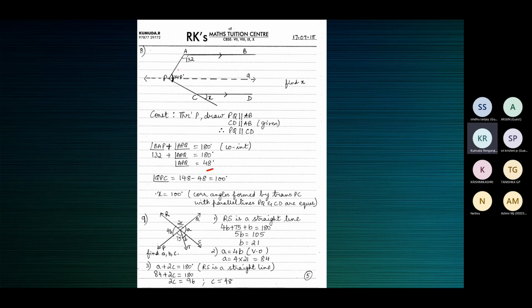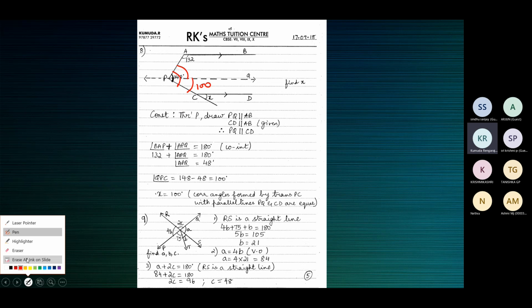APQ is 48. Which one is 48? APQ, this one. This one is 48, but the full angle is 148, which is given to us in the figure. This portion alone is 48 because it is APQ, but this whole angle is 148. So the remaining part has to be 100 degrees.